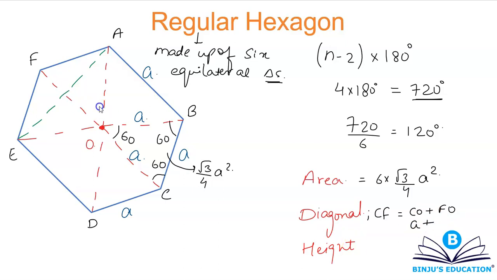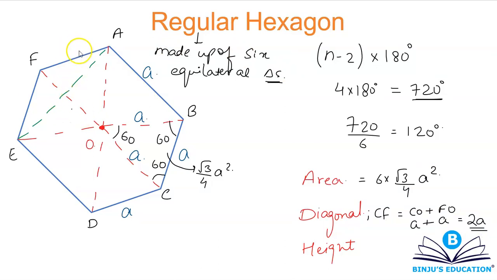And as far as FO is concerned, since AF is equal to A and AOF will also be an equilateral triangle, FO would also be equal to A. So CO is A, FO is A. So the length of the longest diagonal will simply be equal to 2A. Length of the longest diagonal will simply be equal to twice of A. And the last thing we need to do is the height or the shorter diagonal.